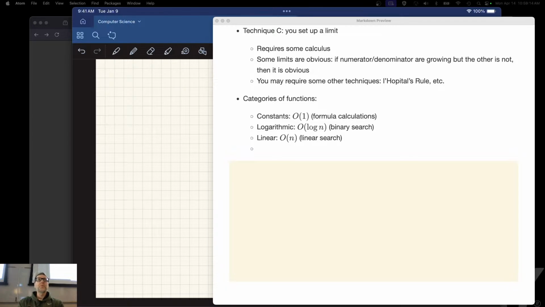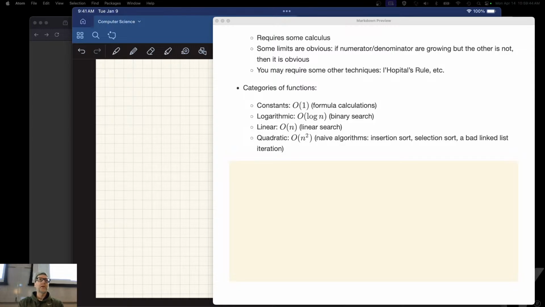What would be slightly higher than that? What's bigger than linear? Quadratic. It's going to be order n squared. Any degree-2 polynomial is quadratic. And where have we seen something like this? Naive algorithms such as insertion sort, selection sort, a bad linked list iteration. That's what started us all out.